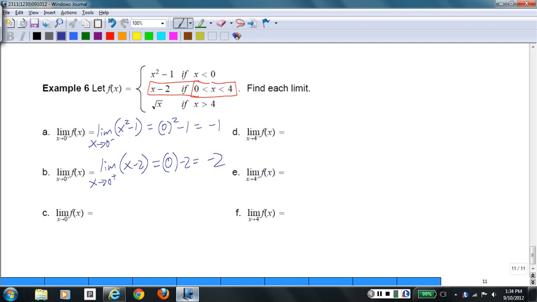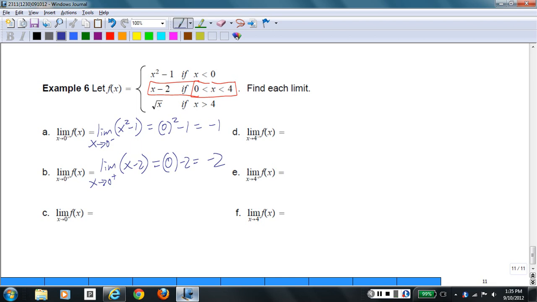Now when we get to the two-sided limit, I know the print is small, but there's no plus or minus superscript there. Does the limit as x approaches 0 from the left exist? Yes. Does the limit as x approaches 0 from the right exist? Yes. Do they agree? No. One is approaching the point (0, -1), the other is approaching the point (0, -2). So the two-sided limit does not exist.